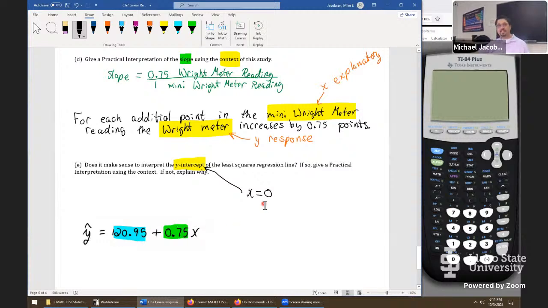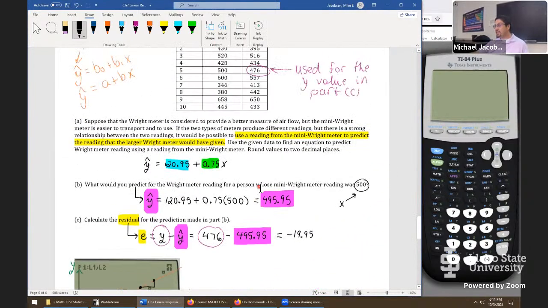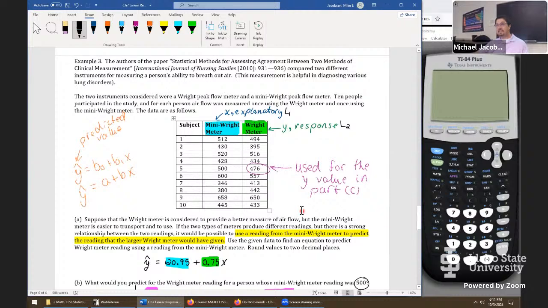But there's still trouble with this. So what makes this confusing is it's all about the context. It's not about the math at all. That's kind of unfortunate. So this is a tough problem because the context is not easy. Let's think about this again. The mini rate meter, what does it do? Let's see. Where is that? Instruments for measuring a person's ability to breathe out air. So if we got a 0 on any of these x values, it means the person is not breathing, right? That's a huge medical emergency. We should just administer CPR at that point. The experiment's off for that participant.